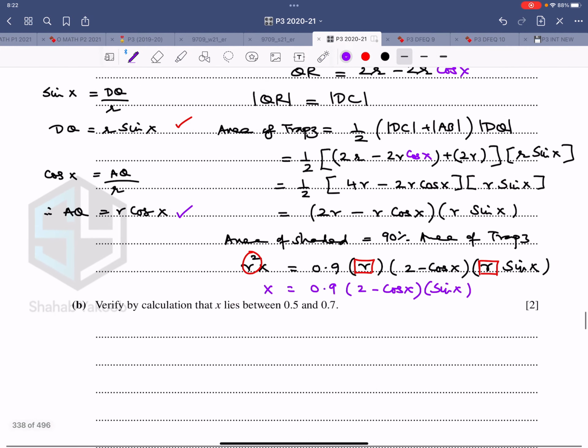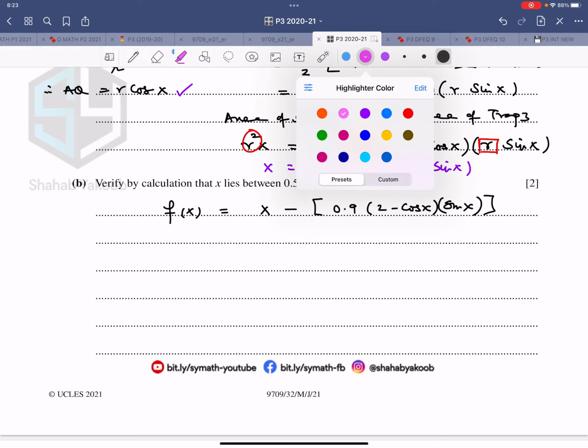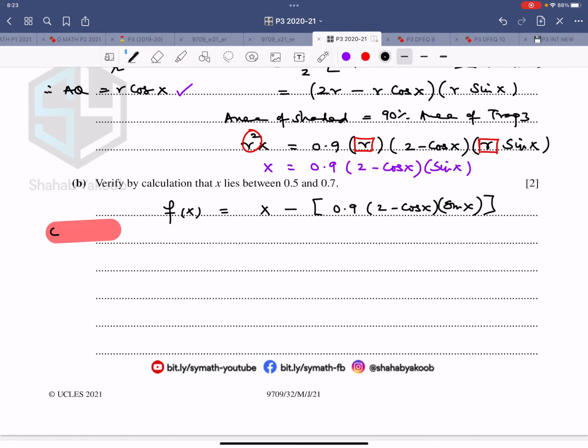Now it says verify by calculation that x lies between such and such. So make an equation out of this. F of x is x minus this whole thing, 0.9, 2 minus cosine x multiplied with sine x, bracket closed. Make sure your calculator is in the radian mode. So let me just write it. Calculator in radian mode. Plug in f of 0.5, evaluated. Plug in f of 0.7, evaluated. There will be a change of sign, and that change of sign would prove that the root alpha lies between 0.5 and 0.7. This is the root of the equation.